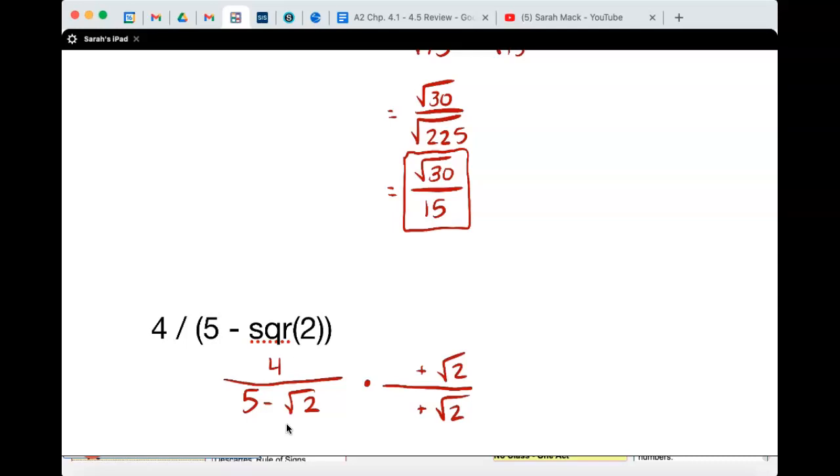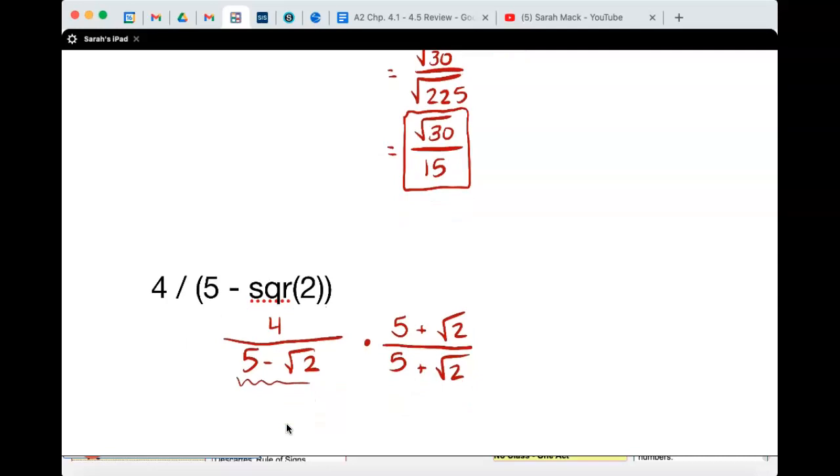We have a plus sign, but it's a 5. Because I'm taking this 5 minus the square root of 2, I'm just multiplying by its conjugate, that lovely word. So I changed it from a difference to a sum. We're trying to cancel out 5 minus square root of 2.